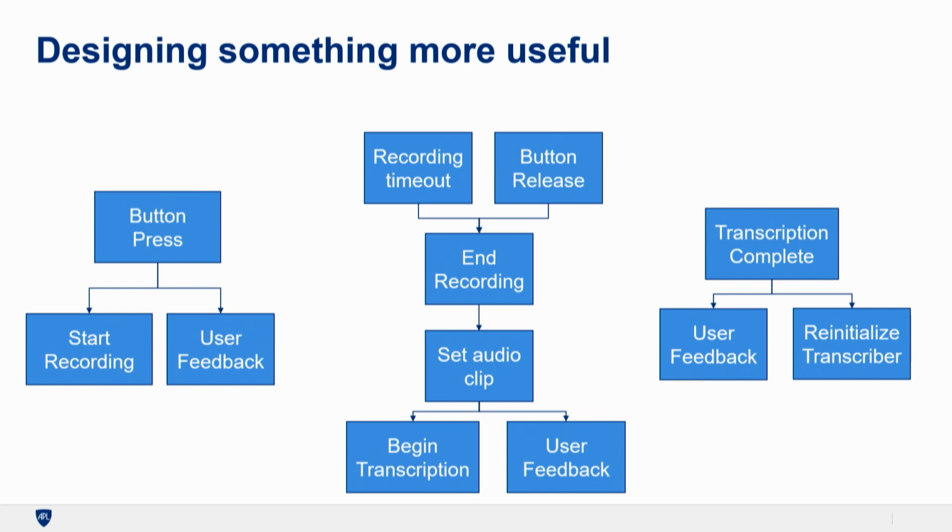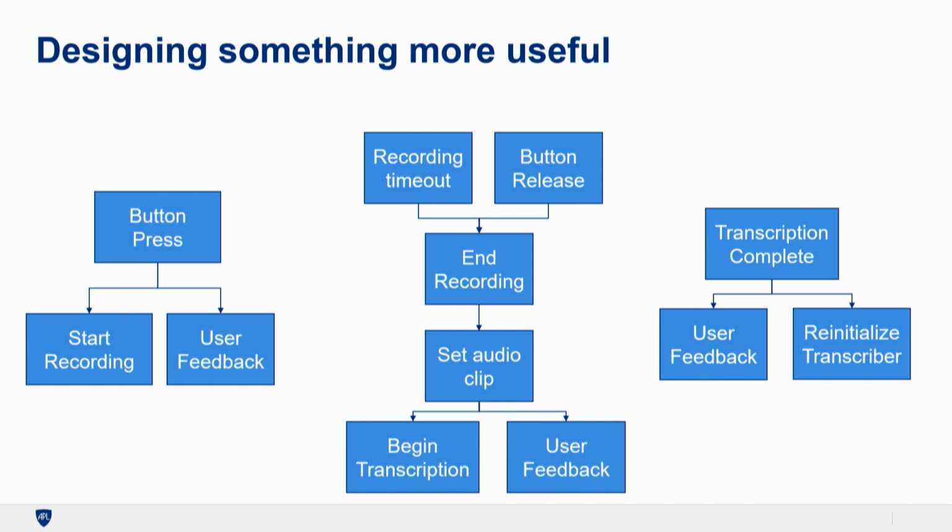So in this case, we start with a button press, right? And then when the user presses a button, we provide user feedback, we start the recording. Now, sooner or later, either it's going to time out or they're going to let go of that button. One of those two things is going to happen. You end the recording, and that's where we set the audio clip, right? And we say, hey, this is the audio to transcribe. We begin the transcription, and we give the user feedback. Hey, we've started to transcribe this. And then once the transcription is complete, once again, we provide the user feedback. We show them what we think they said. And then we reinitialize the transcriber.